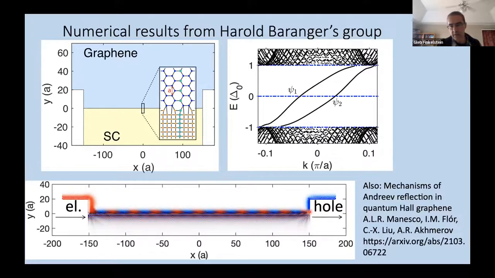Of course, the result, whether you have a hole or electron emitted downstream, depends on the length of the interface and the chemical potential. Here it's chosen to be such that holes are emitted. There are also simulations of this process and the role of disorder in the system in the work of Antonio Manesca and Anton Akhmerov.